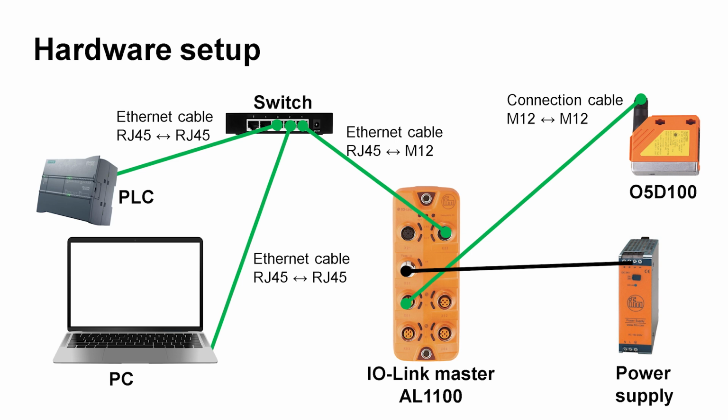A switch is used for network communication between the PLC, master, and notebook. For this reason, 2 Ethernet cables are used to connect the computer and PLC to the switch, and an M12 RJ45 network cable is used to connect the AL1100. Last but not least, we need a notebook with the TIA portal software installed.